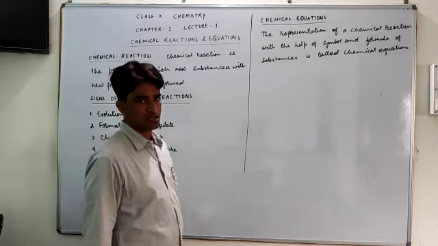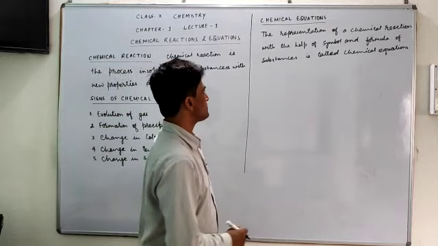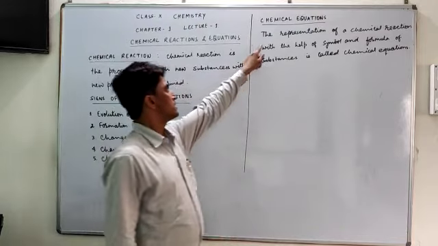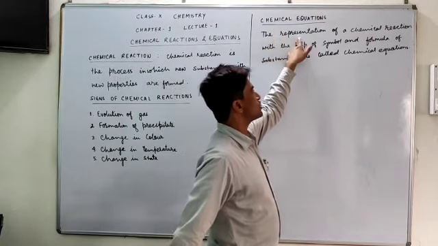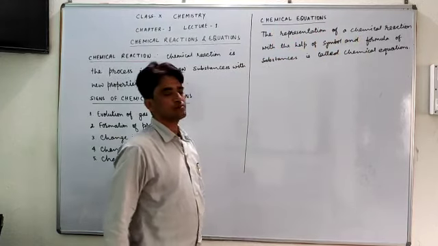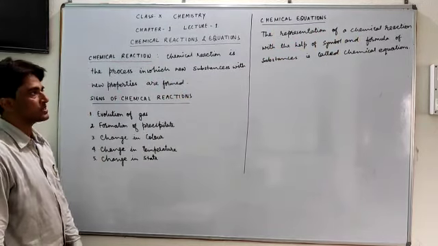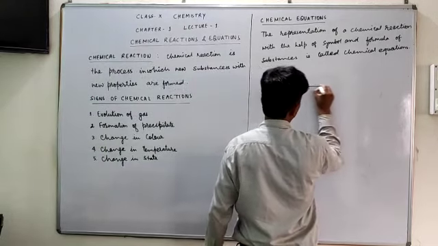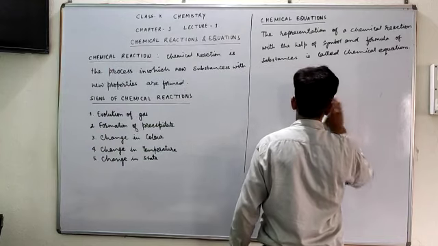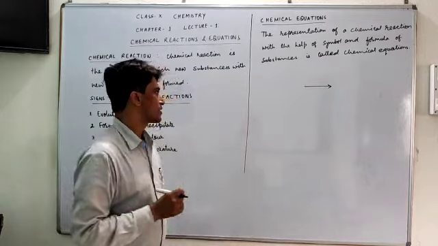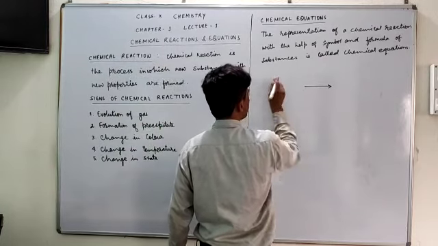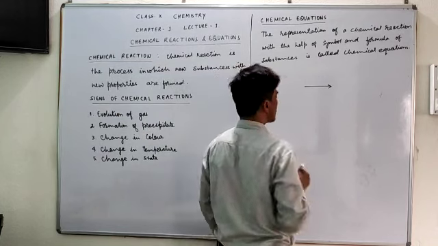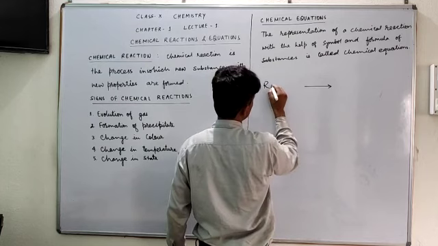Now, how can a chemical reaction be represented? A chemical reaction can be represented with the help of a chemical equation. A chemical equation is the representation of a chemical reaction with the help of symbols and formulas of substances. In the chemical equation, the arrow indicates the occurring of the chemical reaction. Before the arrow, we write the formulas and symbols of the substances which are participating in the chemical reaction, and these substances are called reactants.